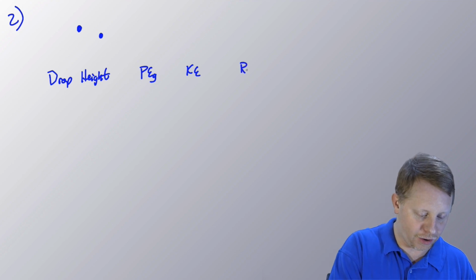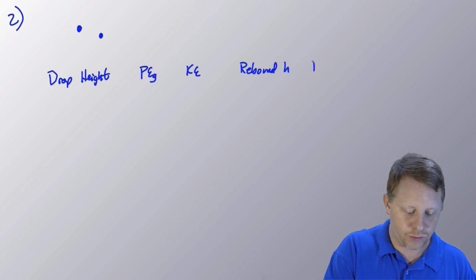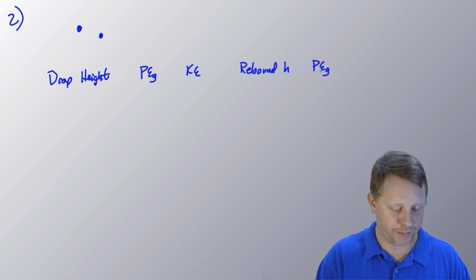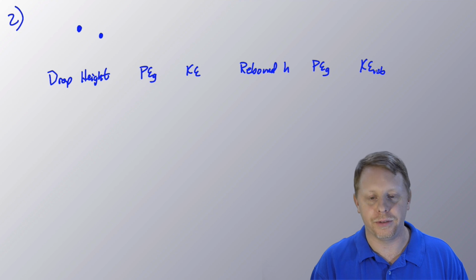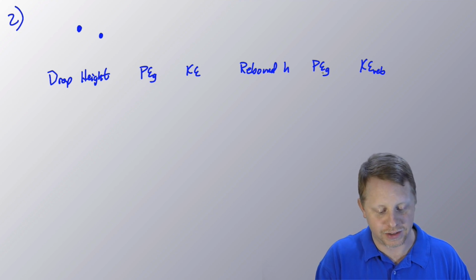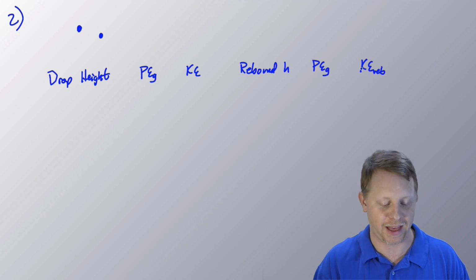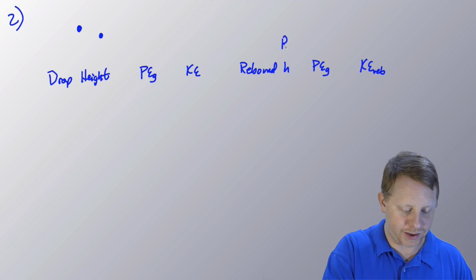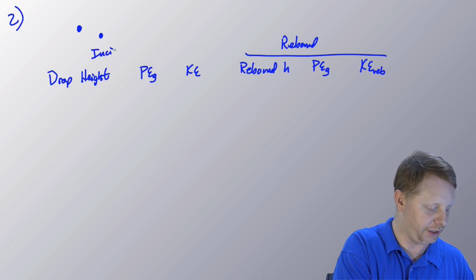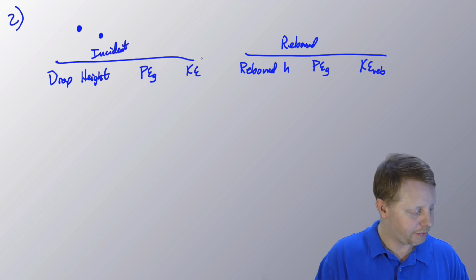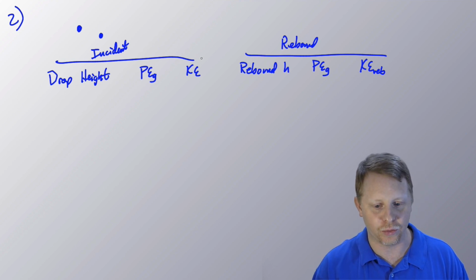I'd also then have a column for rebound height. I'd have a column for gravitational potential energy on the rebound. And I'd have a column for kinetic energy on the rebound, which should be the same as the gravitational potential energy if this is the kinetic energy right after it hits the ground and it just begins its path back up. So these would be rebound quantities. These would be drop or incident quantities, however you wanted to phrase it. So I'd make a table of that information. And very shortly thereafter, I would probably look at graphing it.